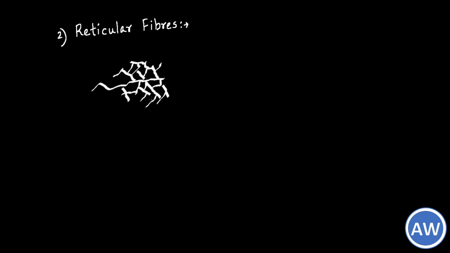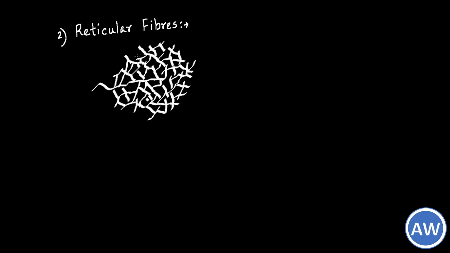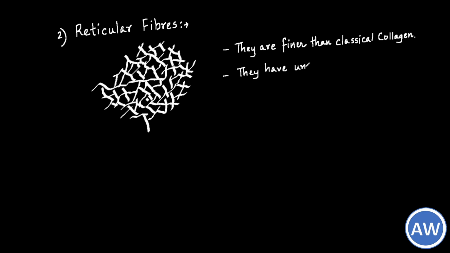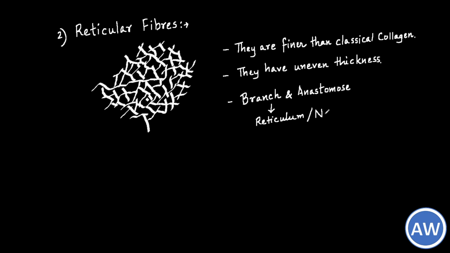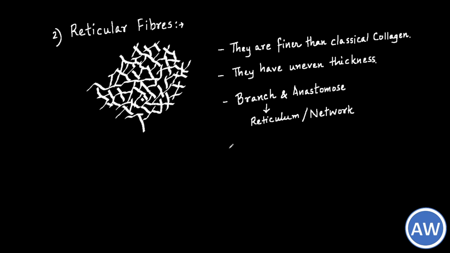Let's discuss the reticular fibers. These fibers are actually a variety of collagen fibers, specifically the type 3 collagen fibers. They show periodic striations just like classical collagen fibers. However, they differ from the typical or type 1 collagen fibers in the following points. The reticular fibers are much finer than the classical collagen fibers. They are also uneven in thickness. These fibers do not run in bundles. They branch and anastomose with each other to form a reticulum or a network.